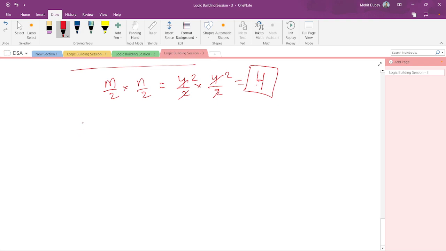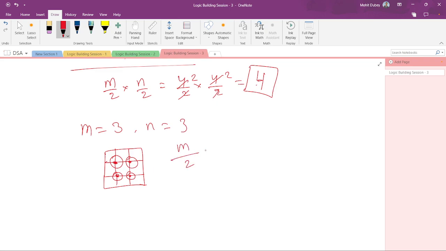What if both of the values are odd? Let's say m is 3 and n is also 3. In this case, the grid should be like this. I will need a drop here, and I will cover this. I'll need a drop here, I will cover this, and I will need a drop here also. So while m and n are 3, I need 4 drops. So let's see how we can find this.